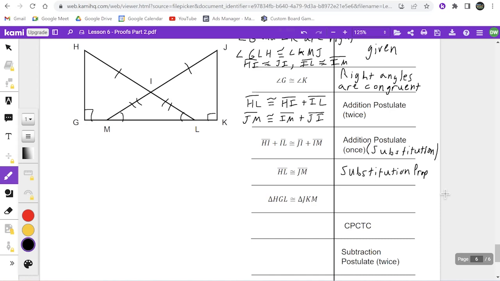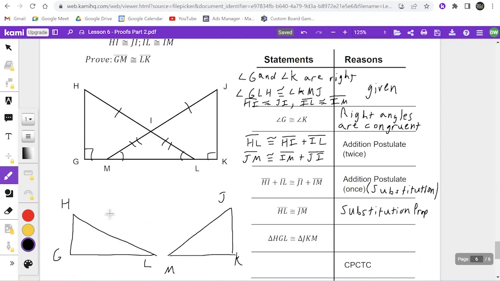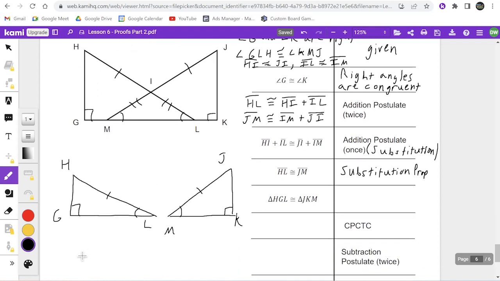And the next line is saying the triangles are congruent. So before I actually say the triangles are congruent, let me draw them separately again because I think that helped last time. So we got H, G, and L. And then on the other one we got M, J, and K like this. We know that G is congruent to K. We know that L is congruent to M. And now we just said HL is congruent to MJ. Which means it looks like I have an angle, and a side. And that's why the triangles are congruent.